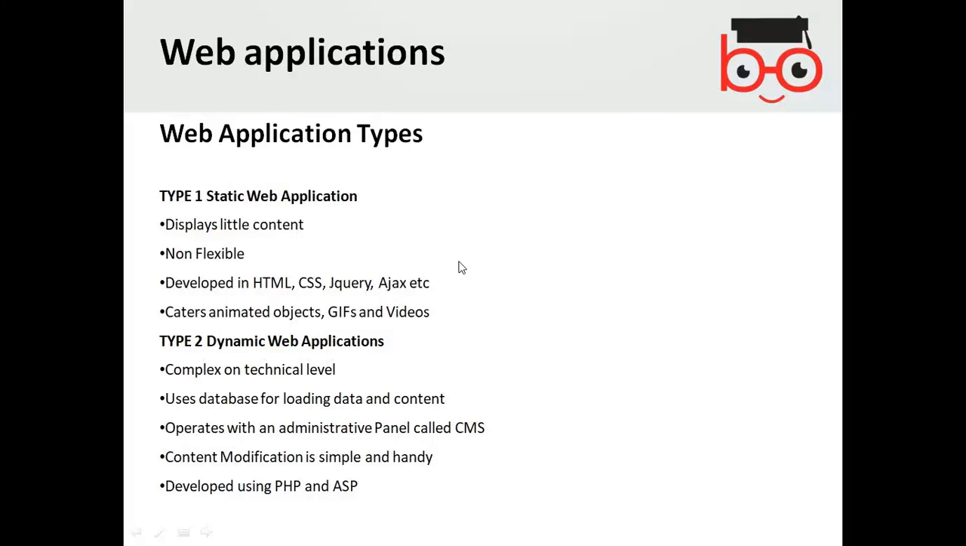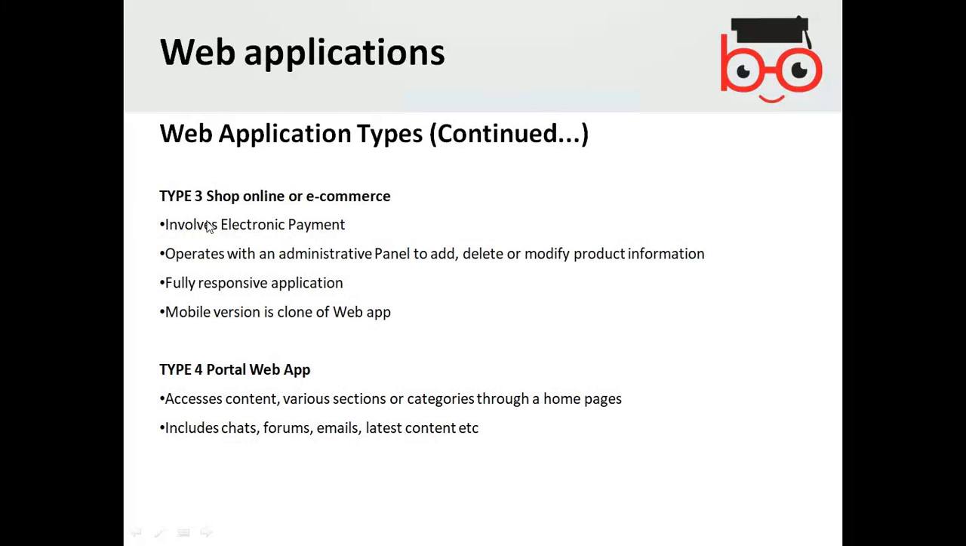Okay, fine. Now, the third type is shop online, or e-commerce. It involves electronic payments, and operates with an administrative panel to add, delete or modify product information. It is a fully responsive application, and the mobile version is a clone of the web app. So normally when you shop online, it is a kind of e-commerce website. That's the third type of website. Is that clear? Yes. Fine.